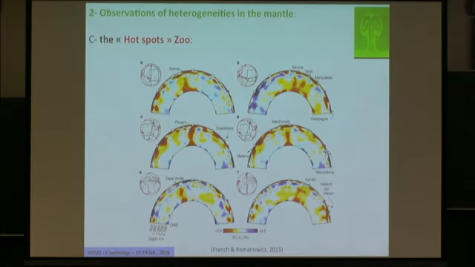And the last thing about those long-term hotspots is that, for example, if you look at what is underneath, so for example here underneath Samoa, you can always see now with the latest model some low velocity anomaly all the way down to the core-mantle boundary.